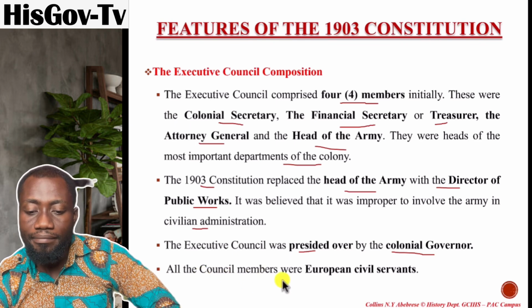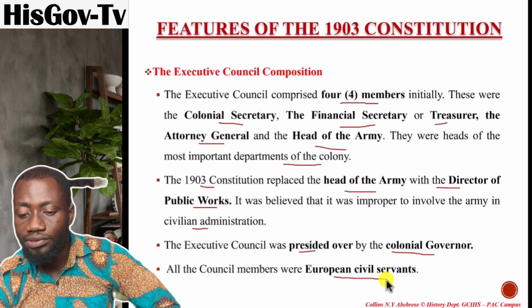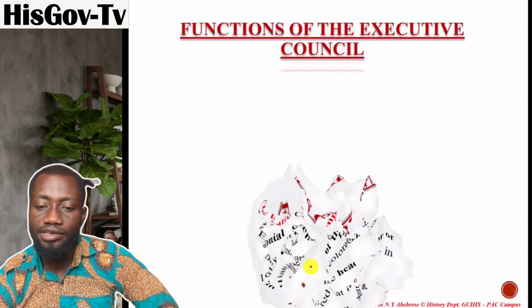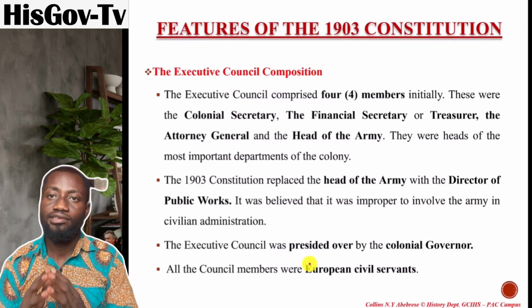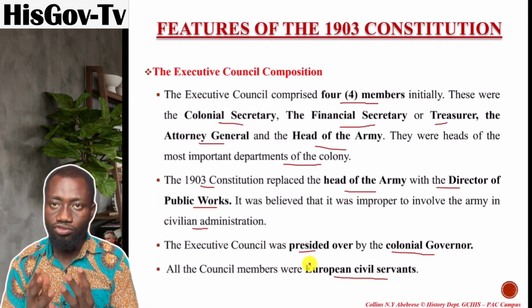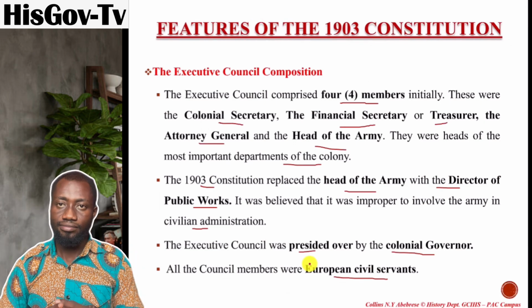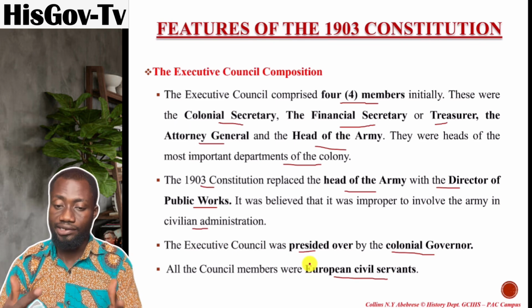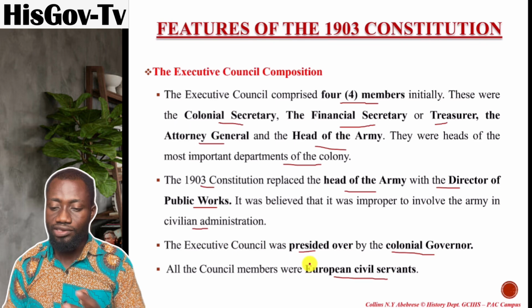Now all the council members were European civil servants. All the council members were what? European civil servants. Now this is supposed to be the feature of the 1903 Constitution with regards to the executives. Now let's do some analysis here.